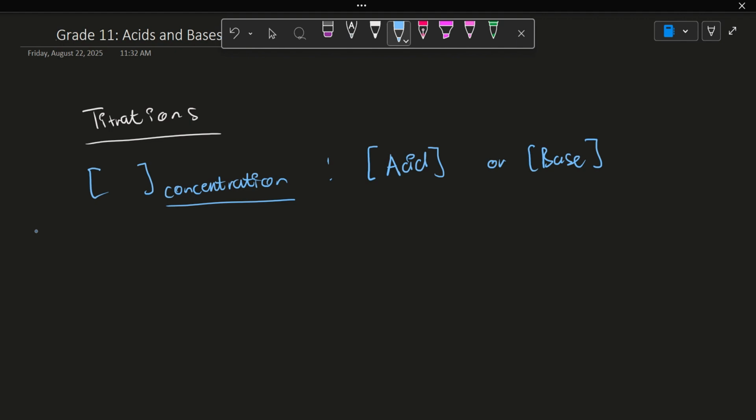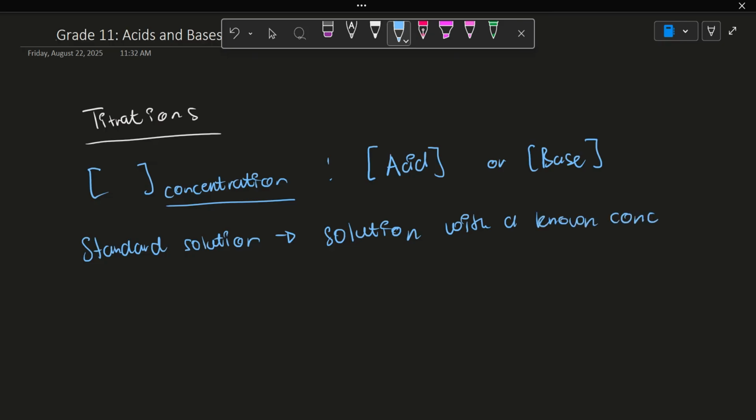And when we talk about the concentration of an acid or a base, we then talk about what we call a standard solution. Now, a standard solution, by definition, is a solution with a known concentration. That is what a standard solution is.